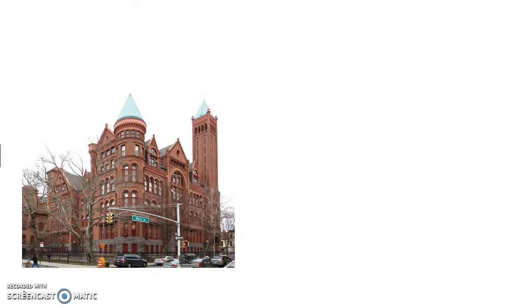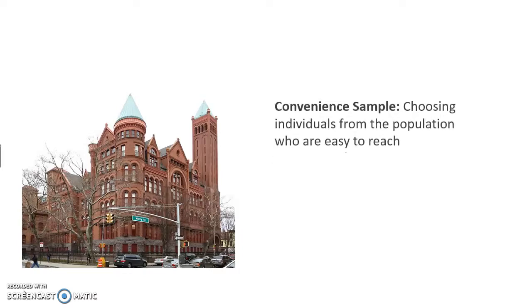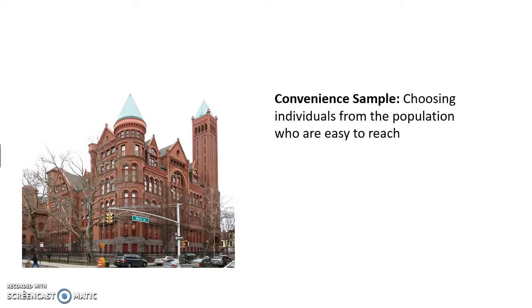With such a sampling method, we cannot be certain of the truth of our results. This method is called a convenience sample because we're surveying those easiest to contact. This does not mean that the people in our sample are representative of the entire population.